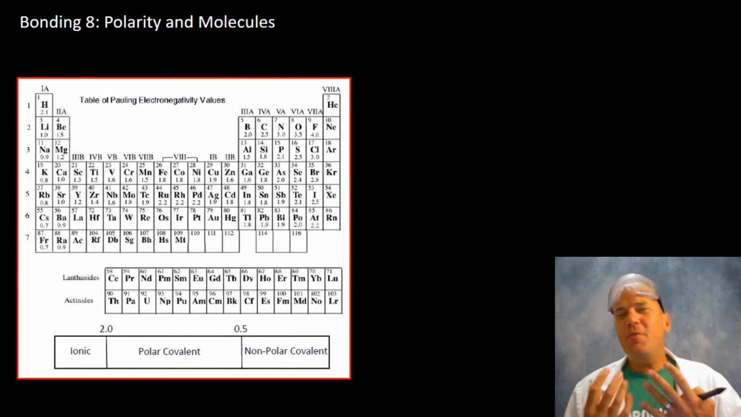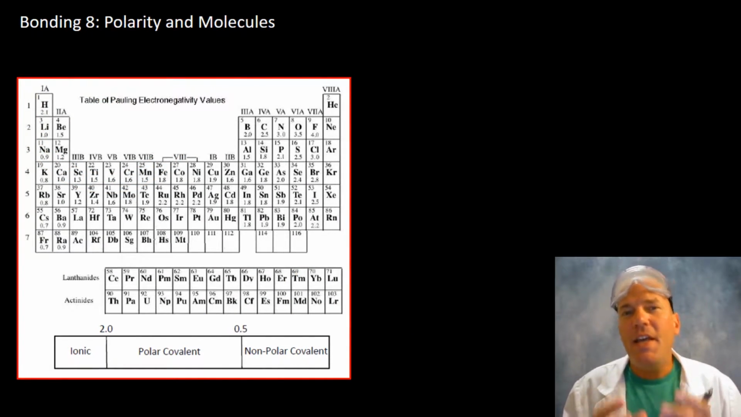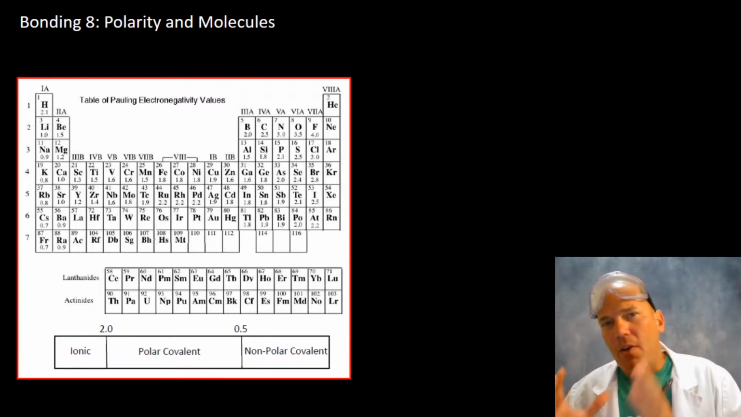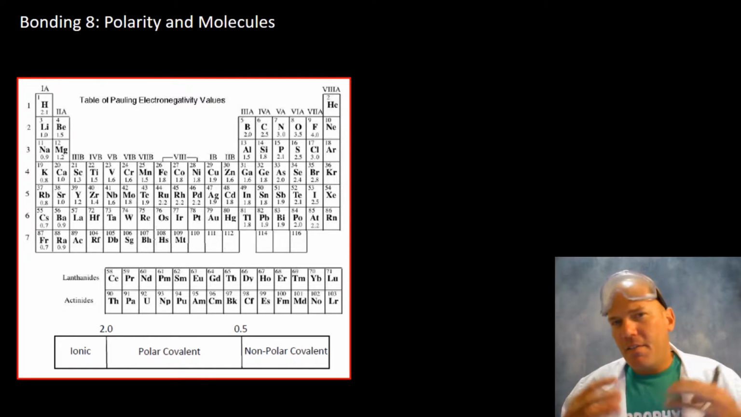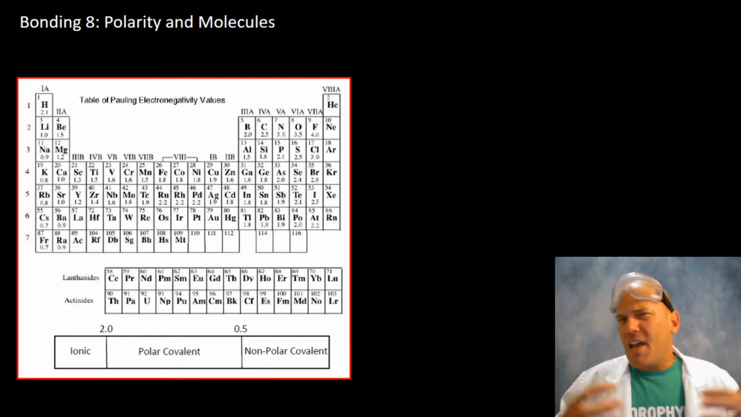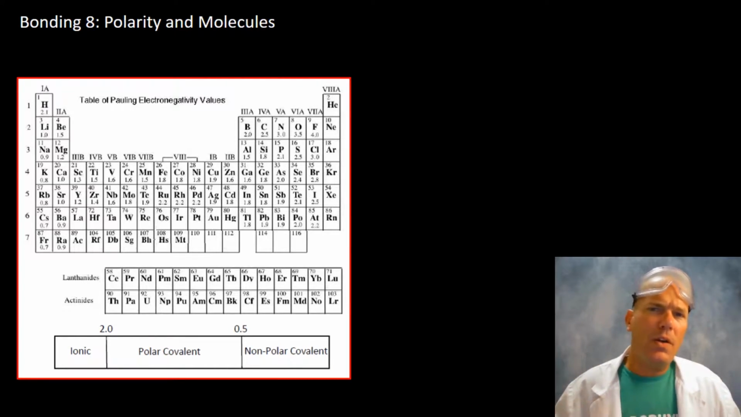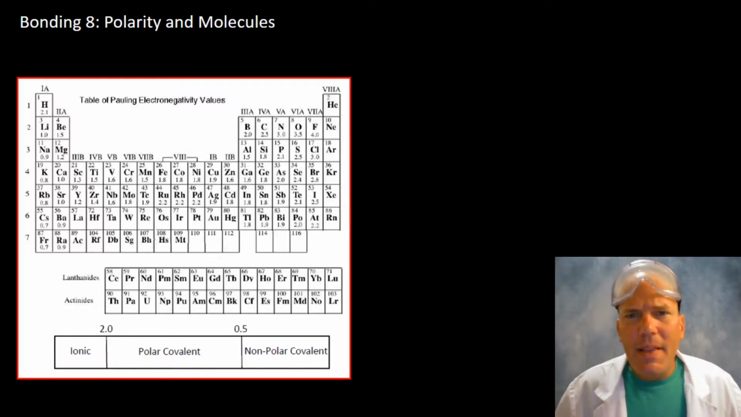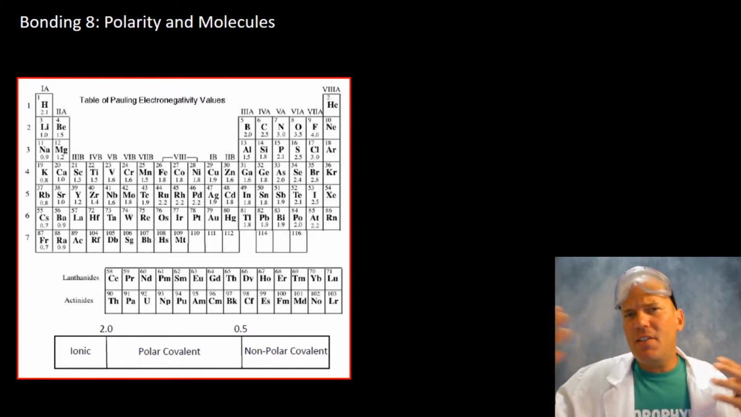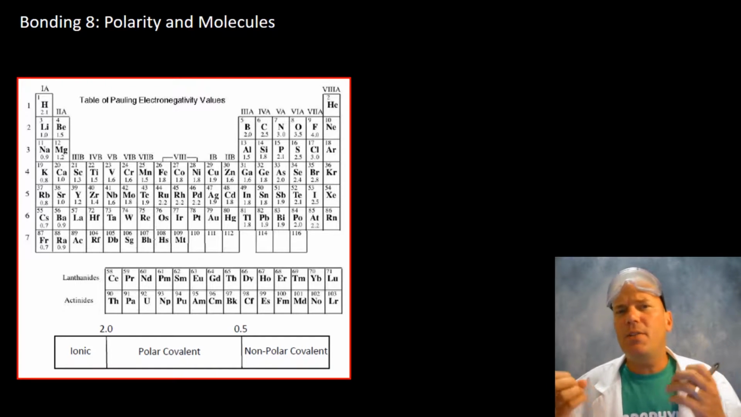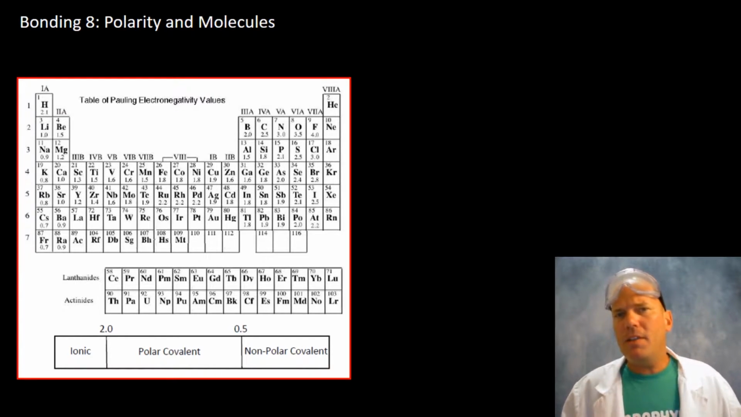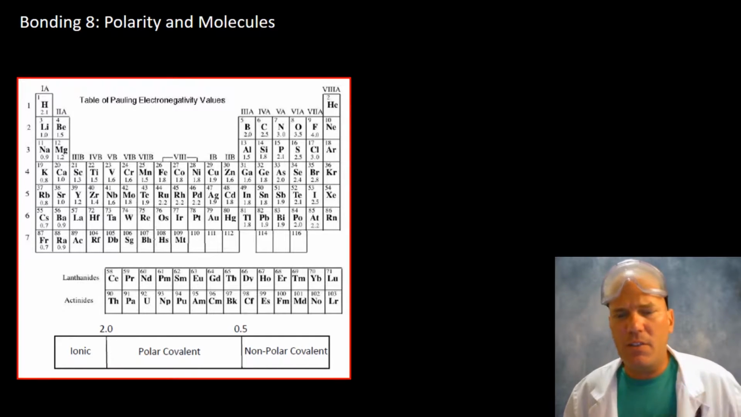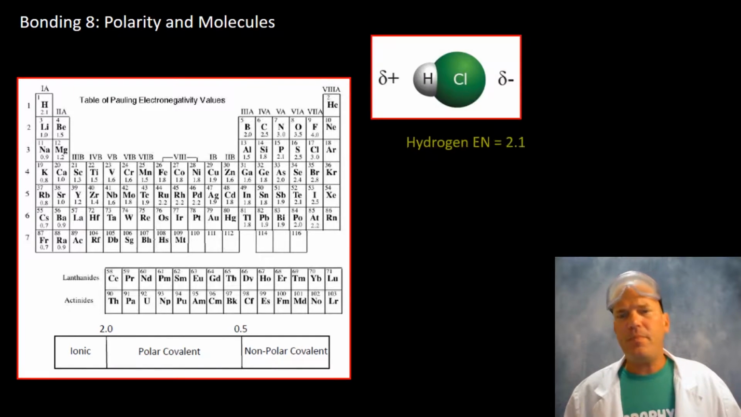All right, in this video, we're going to talk about polarity and molecules. Now, in previous videos, you learned how to determine if bonds were nonpolar versus polar covalent. And you did that by using the change in electronegativities between the two elements. So you're going to need your Pauling scale of electronegativities throughout this video.